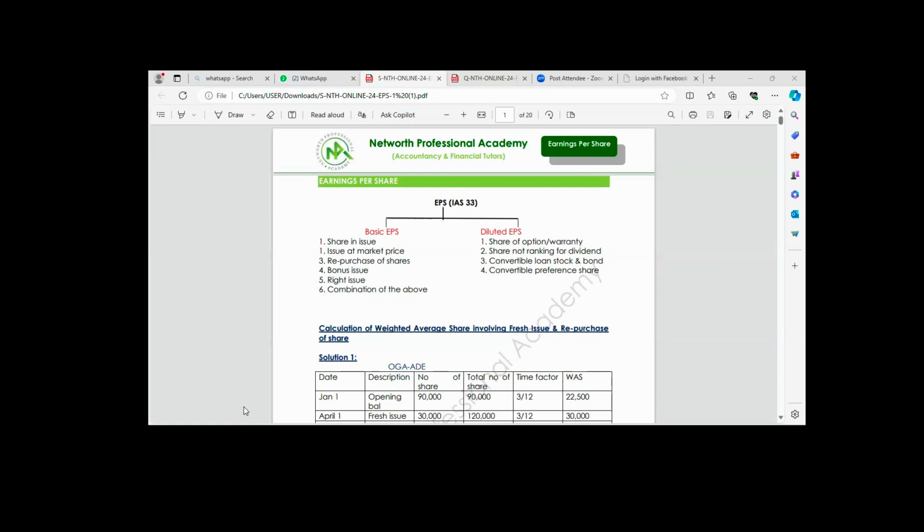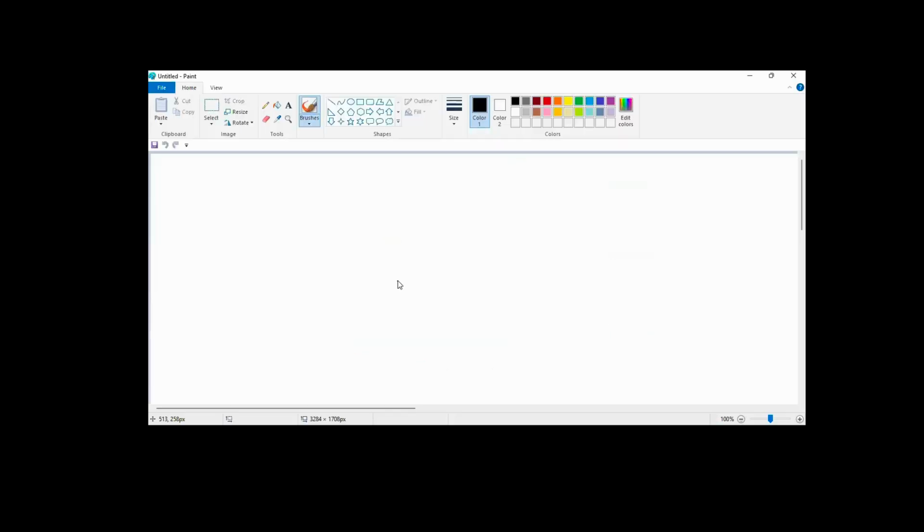Now, for today's class, we are to talk about earnings per share. Let me quickly share my board and write something. Okay, IAS 33 talks about earnings per share.